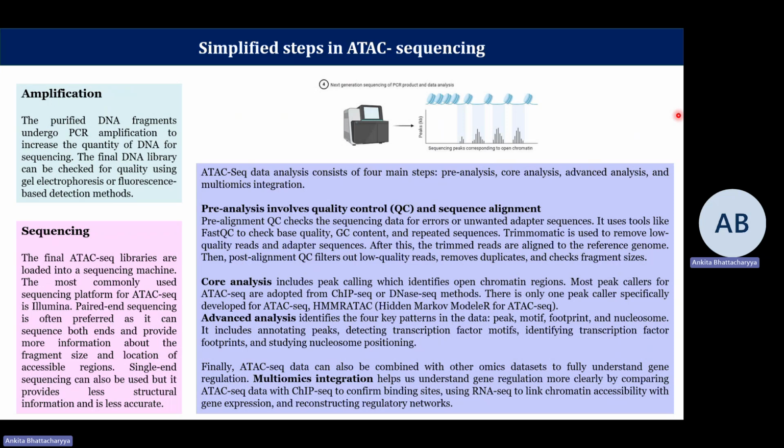What does that entail? Of course, that entails calling of the peaks, which will help identify any open chromatin regions. So most peak callers for ATAC-seq are adopted from ChIP-seq or DNA-seq methods. There's one which is specifically only for ATAC-seq, which is called HMMRATAC, hidden Markov model for ATAC-seq.